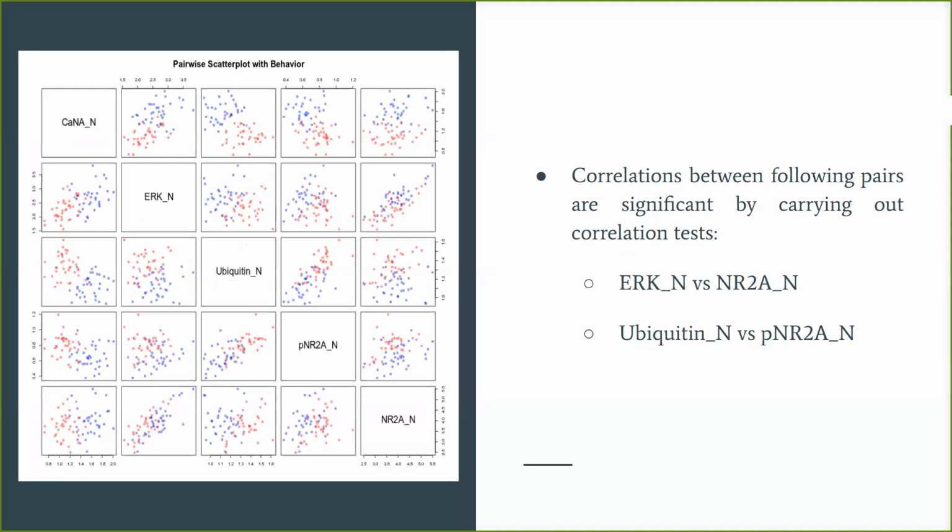Next, we plot pairwise between these 5 proteins, and we see that some of them have some kind of correlation. As we can see between ERKN and NR2AN, there's some kind of positive correlation between them, and it's similar between ubiquitin N and PNR2AN. Next.